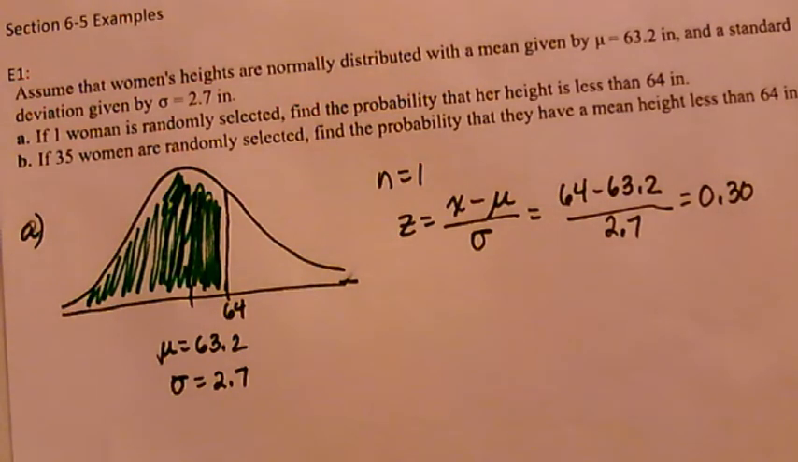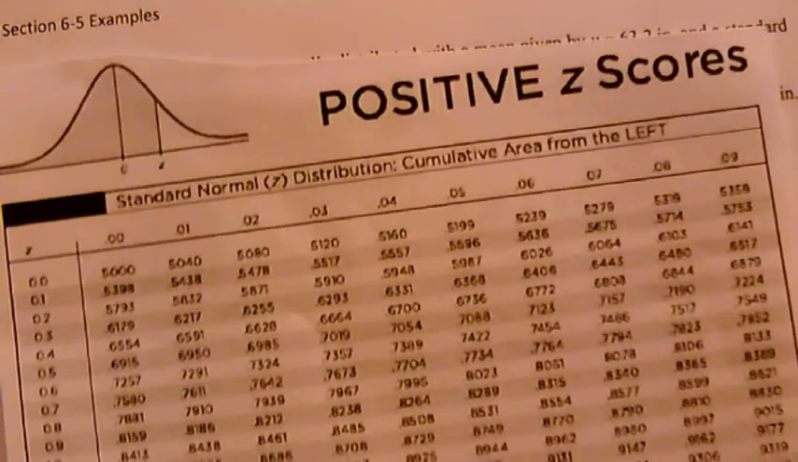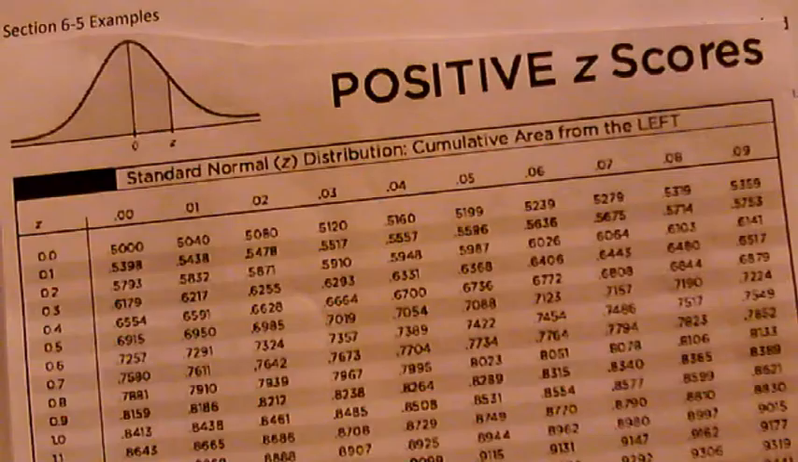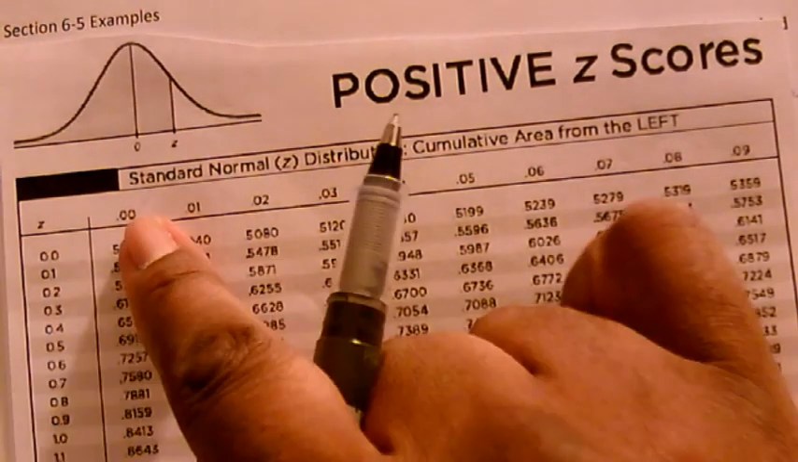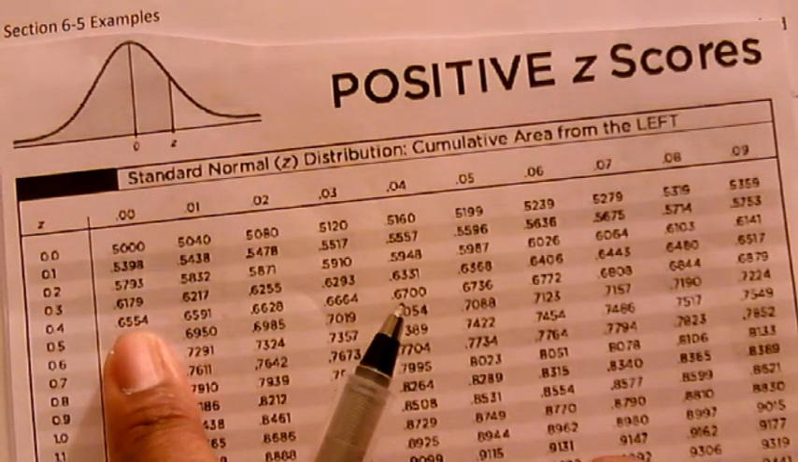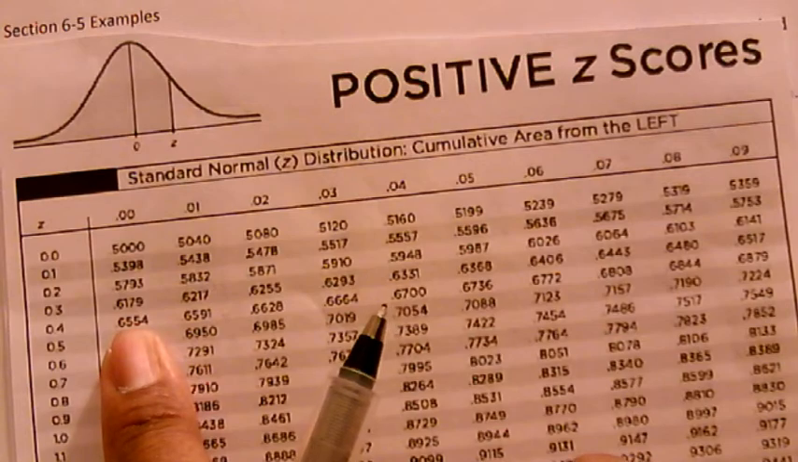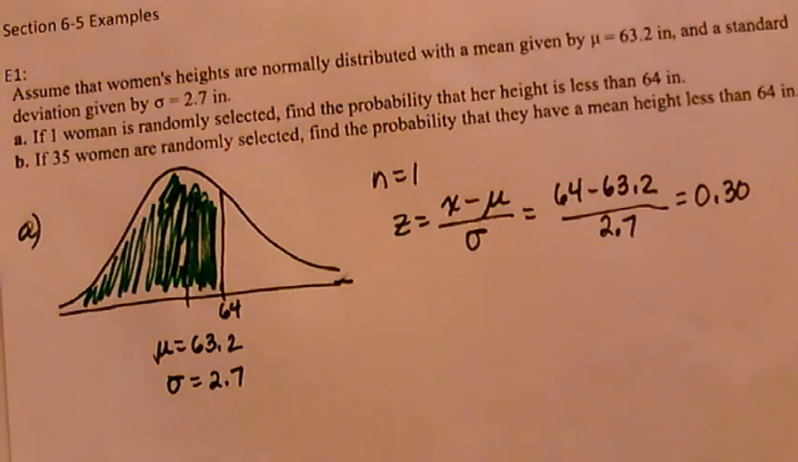Now if you recall, you have to use your standard normal distribution table, or for those of you taking my online class, you know it's table A-2. So in this case, we find 0.3 and then 0.00. So we read across to 0.3 and 00 and get 0.6179. So that area to the left that's in green, which is what we want, is 0.6179.